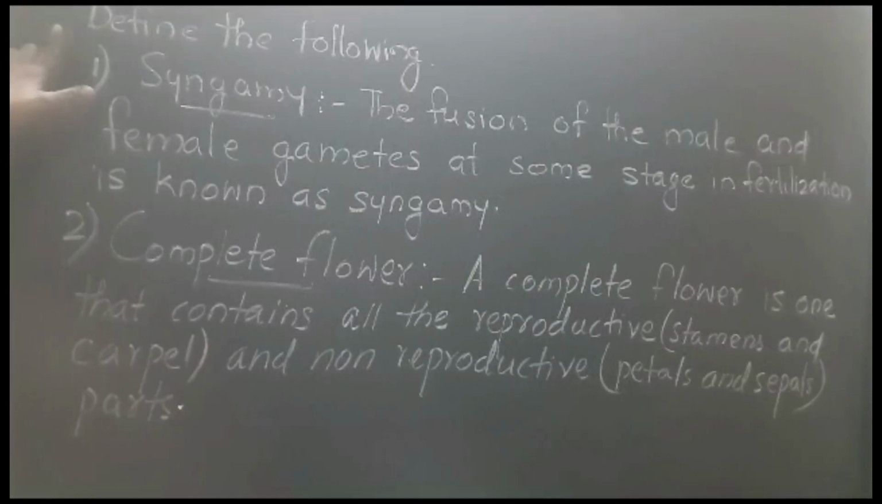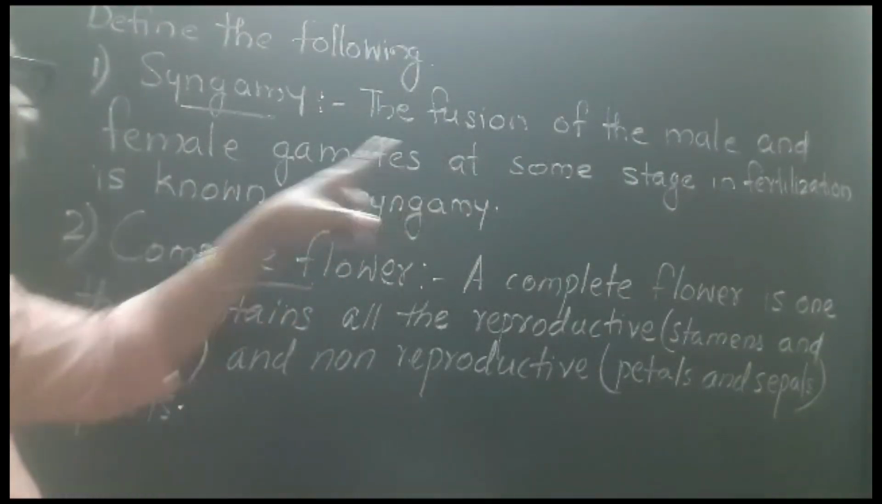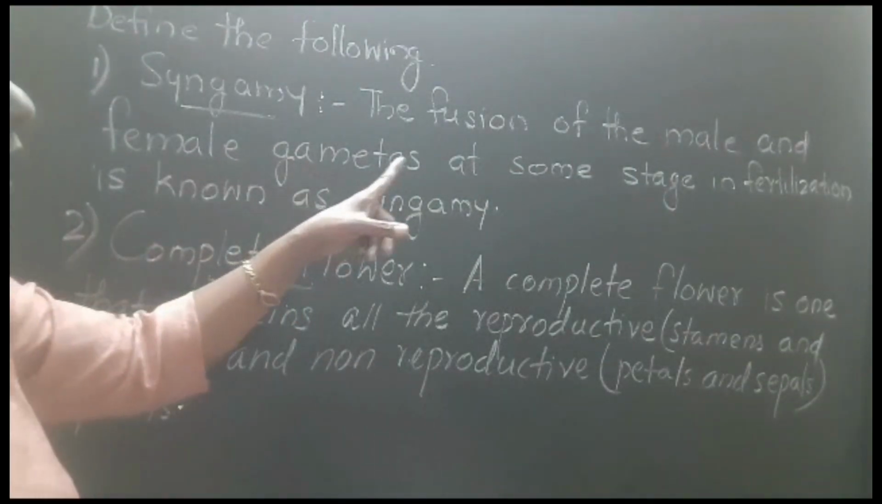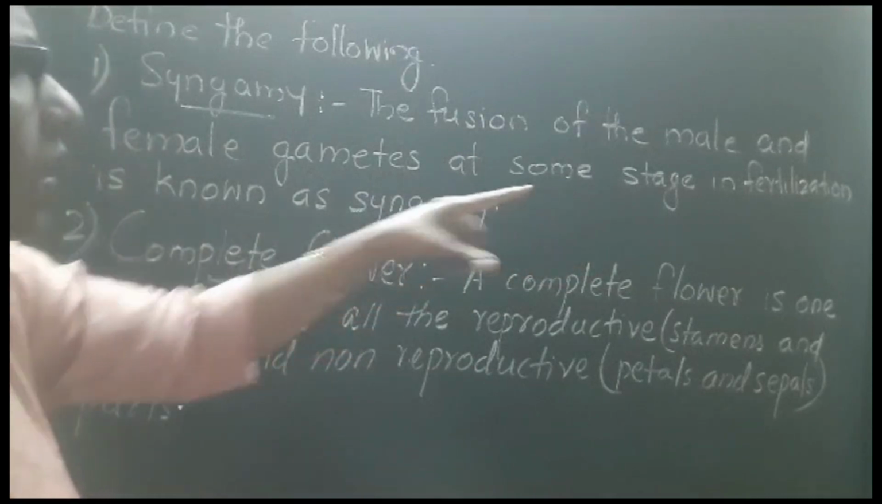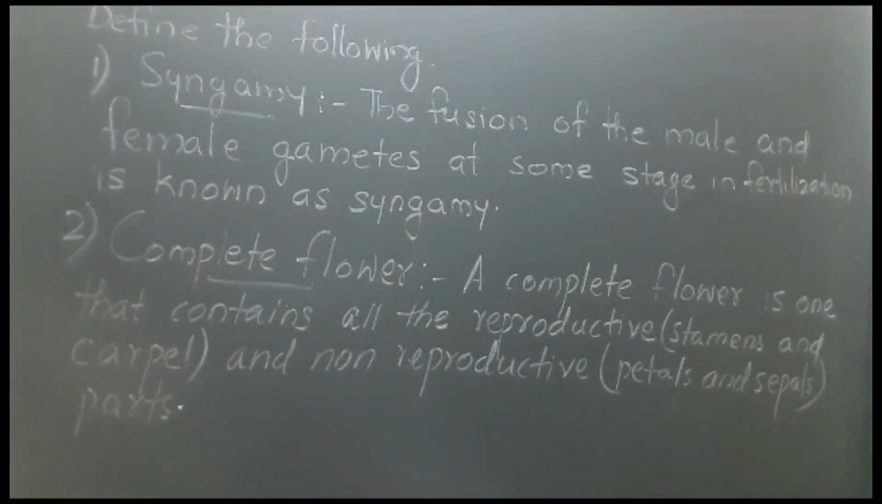Hi students, today let us define the following short answer questions and long answer questions. Define the following. Number 1, syngamy. The fusion of the male and female gametes at some stage in fertilization is known as syngamy.